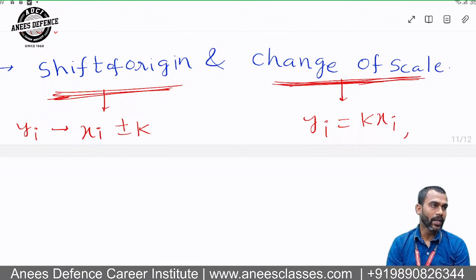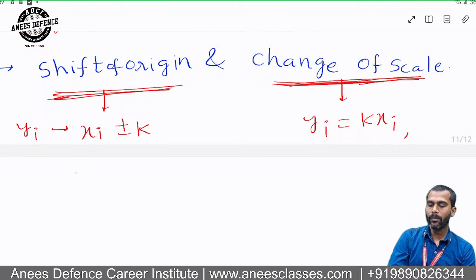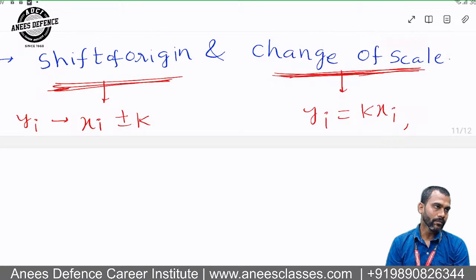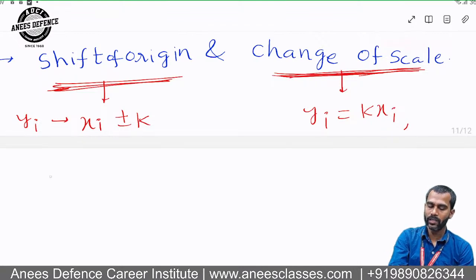If we add or subtract a constant from each and every observation, then what will be the changes in measures of central tendency? That we have to see. Similarly for change of scale as well. So I'm giving you directly the table. You can observe it in the formula. I'm writing the formula as well.